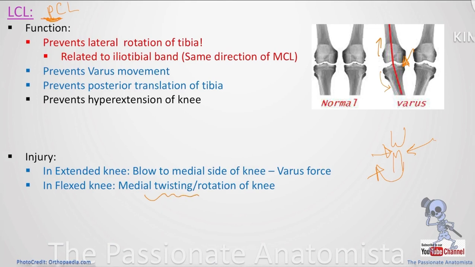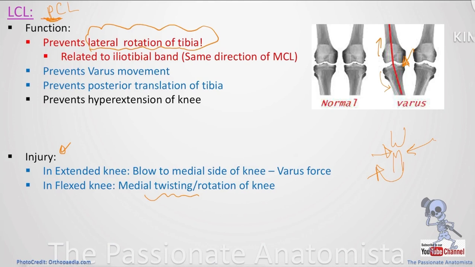Now, we know that the injury is going to be opposite to the MCL. And now we understand what happens and we can imagine it. But you will ask me, why does the LCL do lateral rotation of tibia? Lateral rotation of tibia should be prevention of the MCL.